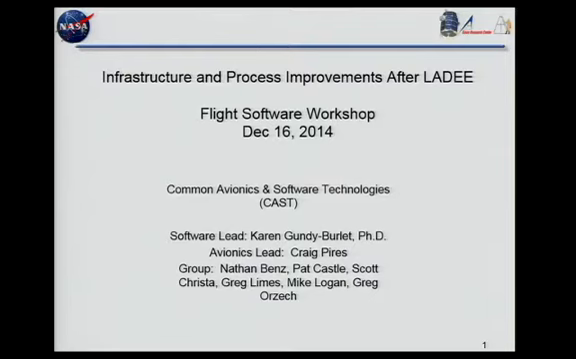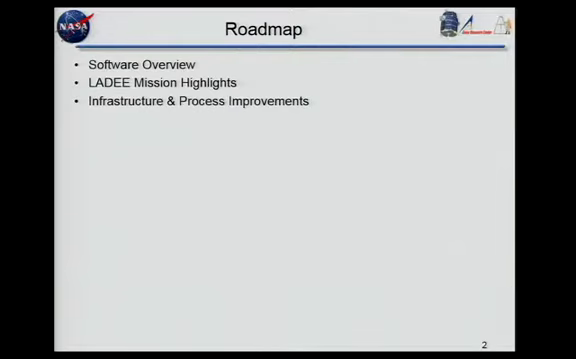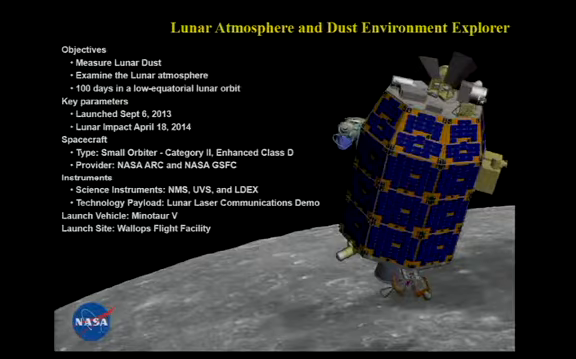Okay, so I'm going to talk about infrastructure and process improvement after LADEE. I'd like to recognize my current team. We've reformed ourselves as the Common Avionics and Software Technologies Group, and these guys are doing great work in rebuilding the infrastructure after LADEE. So a roadmap here, a little overview of the software, and then I'm going to indulge myself and give you some of the mission highlights from LADEE. We did a bunch of cool stuff. And then after that, I'll talk about the process improvements that we're working through.